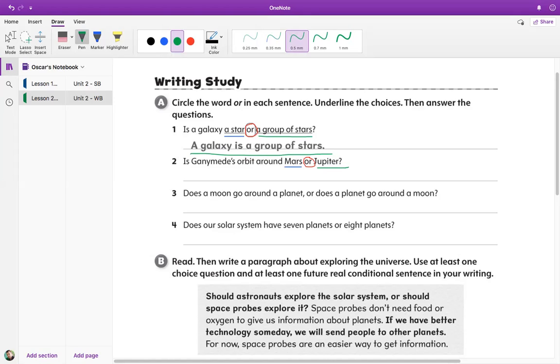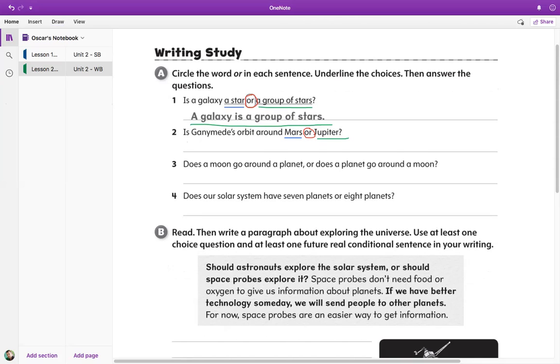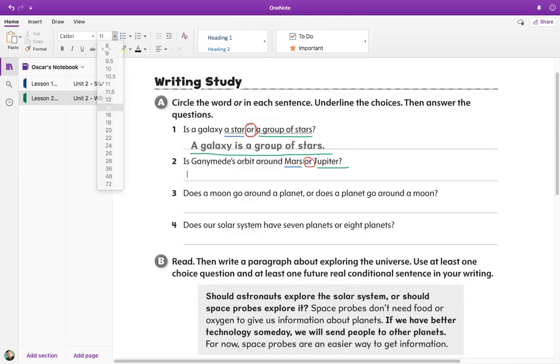Sorry for the interruption. We're going to answer our question. So we have two choices, Mars and Jupiter. We're going to answer if the orbit of Ganymede is around Mars or Jupiter. As I think you have studied with your English teacher, you know that Ganymede is one of the moons of Jupiter. So we are going to use Jupiter as our choice. And we are talking about Ganymede's orbit. So again, we use the pronoun: it is around Jupiter. So this will be our answer. It is around Jupiter.